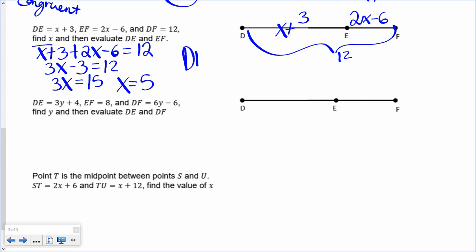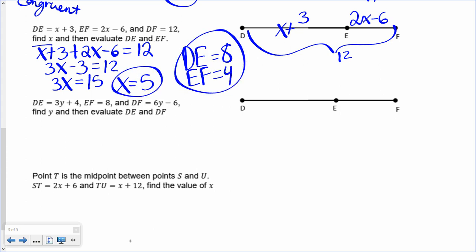So DE is equal to x plus 3, which is really 5 plus 3, or 8. And then what's EF? It's 4. Now when you get these two numbers, how do you check your answer that you did it correctly? Why would 8 and 4 make sense? Because when you add them together, it's UF, which is 12. Good. We know that it was supposed to be 12 altogether, and 8 and 4, when you add them together, you get 12. So there are little mental checks you can use to make sure you're doing it correctly.